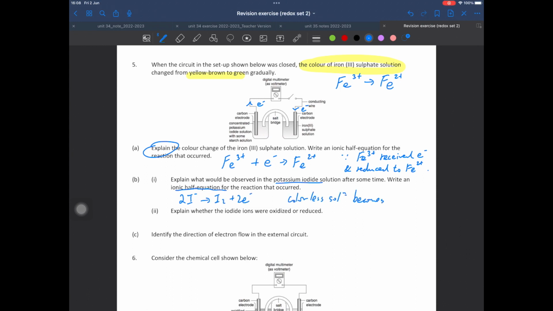So what will be observed? Yes, is colorless solution becomes brown. Finally, whether iodide ion is oxidized or reduced, it is easy if you study the oxidation number change is from -1 to 0. That is increasing, so it is oxidized.